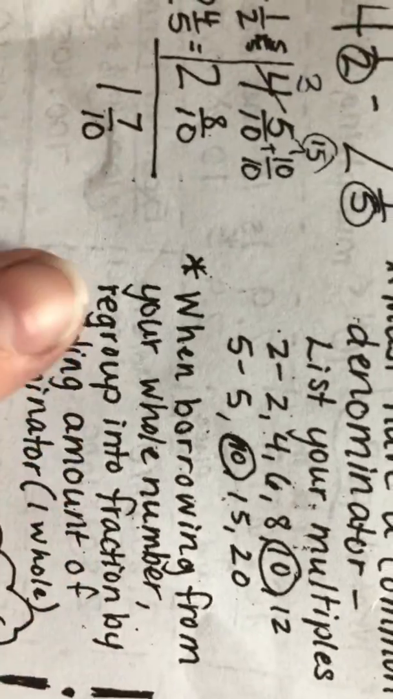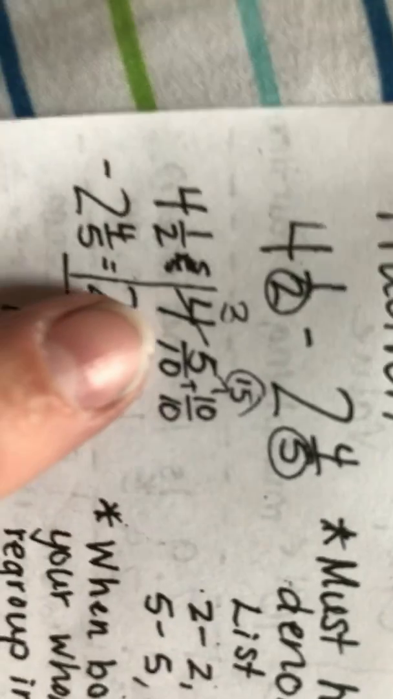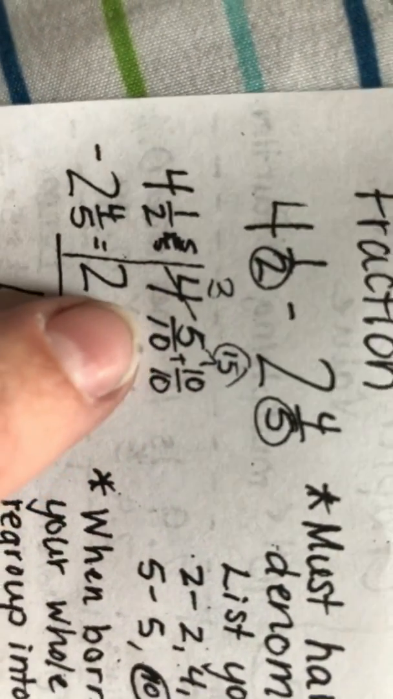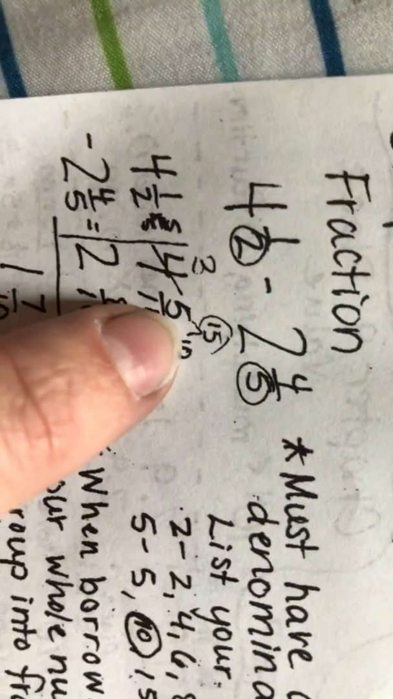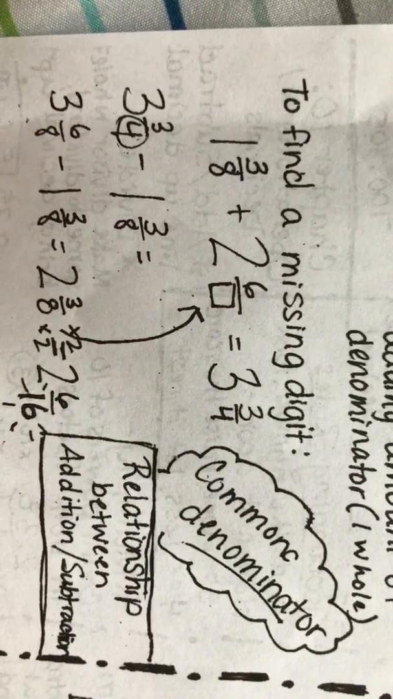When you're borrowing from a whole number, regroup into the fraction by adding the amount of the denominator. So when I borrowed from this 4 and it became a 3, I had to add back in my denominator. I added 10 more because 10 tenths equaled a whole. So I had 5 tenths, but plus 10 more, now I have 15 tenths. Boom. To find a missing digit, we talked about how you can use the relationship between addition and subtraction.